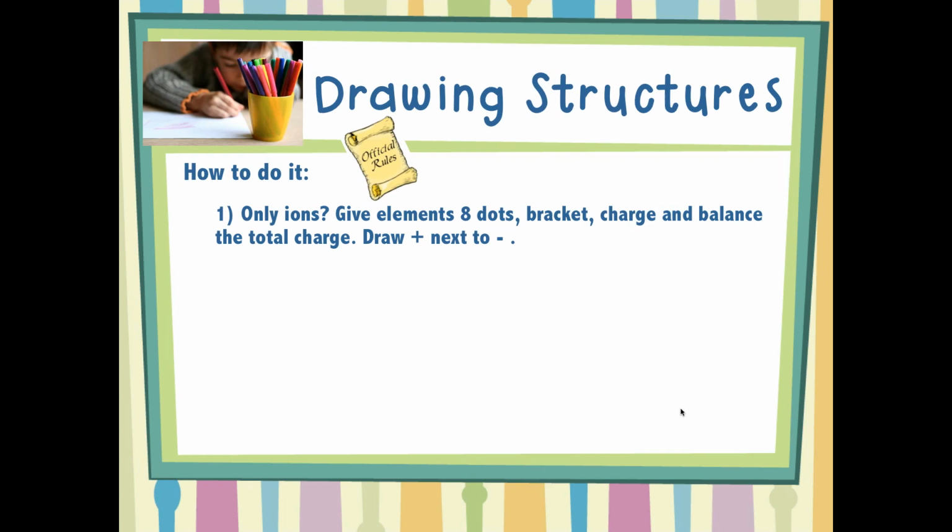If you're dealing with ions or an ionic compound, remember you automatically give all the elements 8 dots, you put brackets around each element, and you put its charge. And then you balance the charge. And then remember, you can only put pluses and minuses next to each other, which is how you end up with kind of like that 3D structure that would be really organized, which is one of the important things about ionic bonds or ionic compounds or formula units.